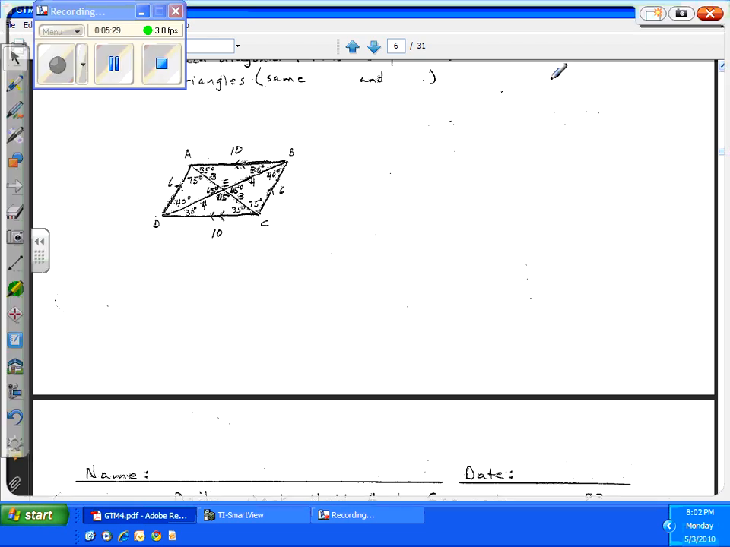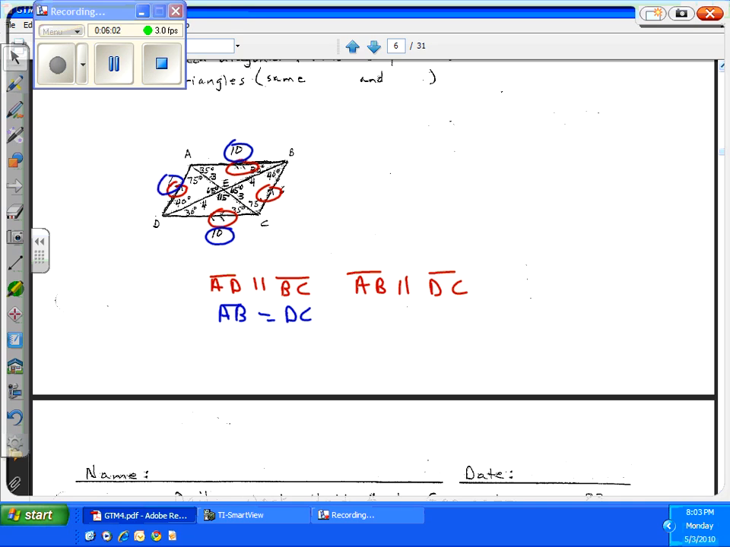So in the picture, we can see that both pairs of opposite sides are parallel. So we could say that AD is parallel to BC and AB is parallel to DC. Both pairs of opposite sides are parallel. Both pairs of opposite sides are equal, so we could say that AB is equal to DC and AD is equal to BC. Both pairs of opposite sides are equal.